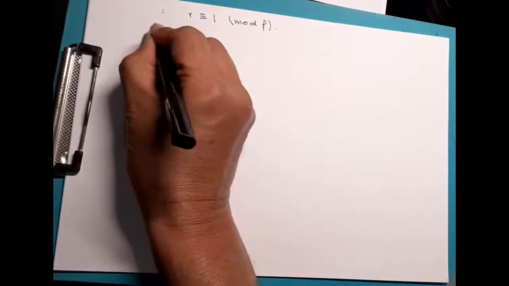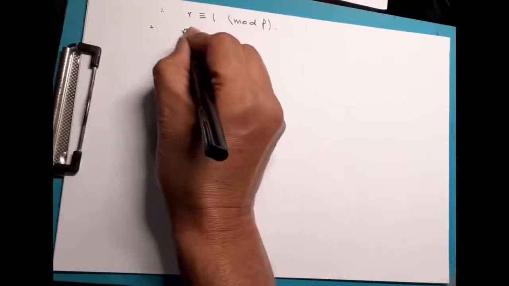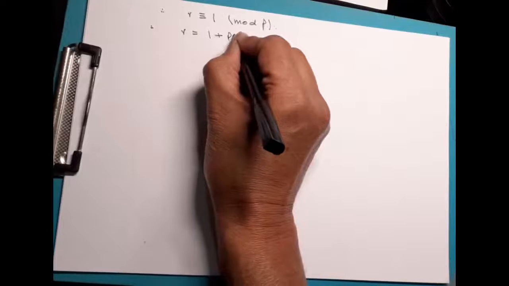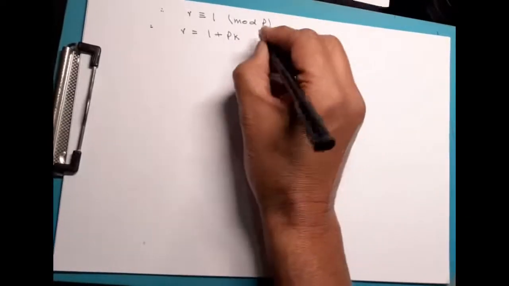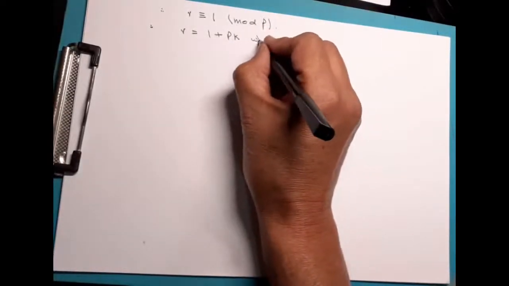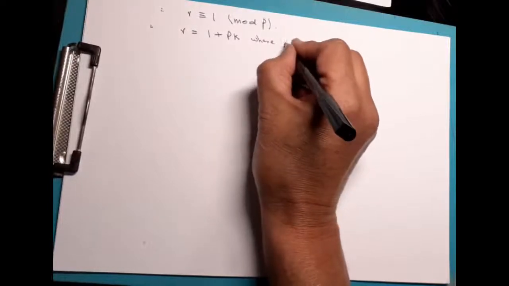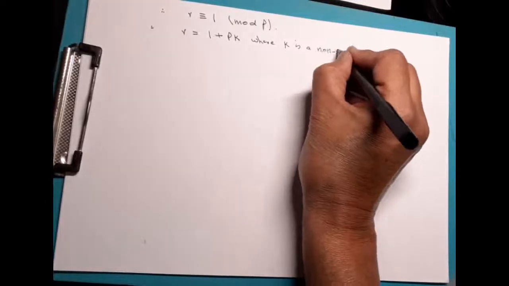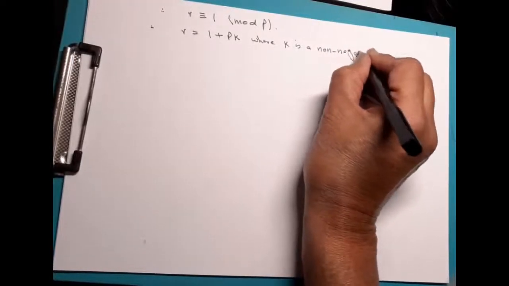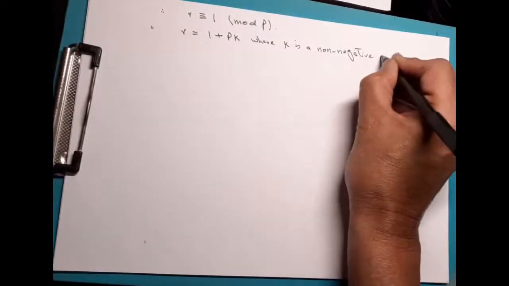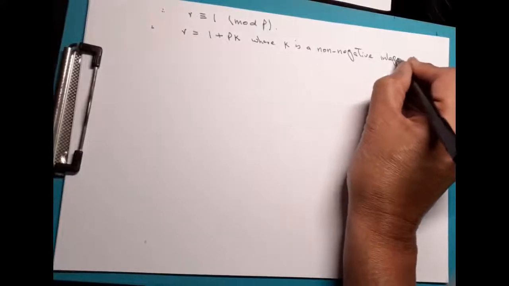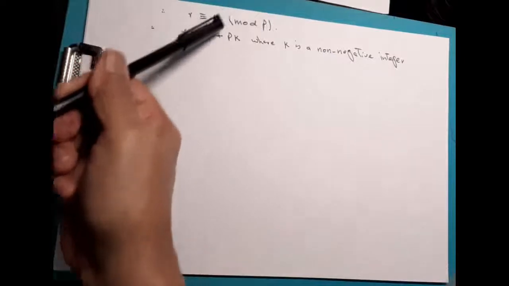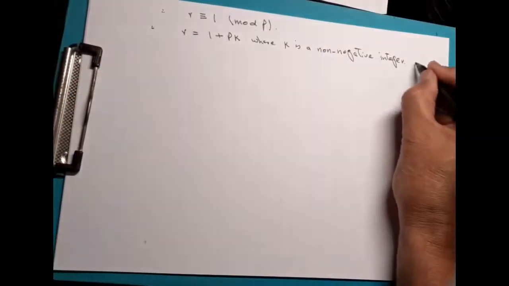And therefore, R is equal to 1 plus P multiplied with K, where K is a non-negative integer. This is another way of writing this particular thing, and you know these things very well. So this completes the proof.